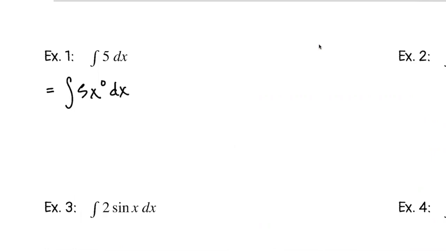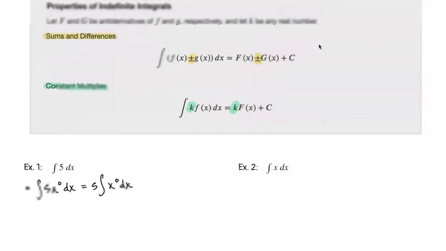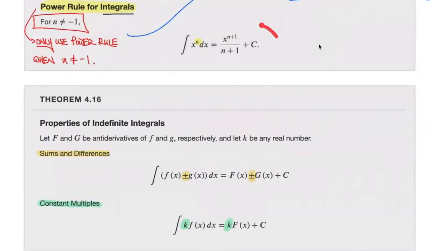Okay, now using the constant multiple rule, I can say 5 times the integral of x to the 0 dx. And now I can use this power rule, where basically I take the power and I add a number, right? Because when we took a derivative, we subtracted 1. So to get back to the original, we have to add 1. And then we have to divide by that power.